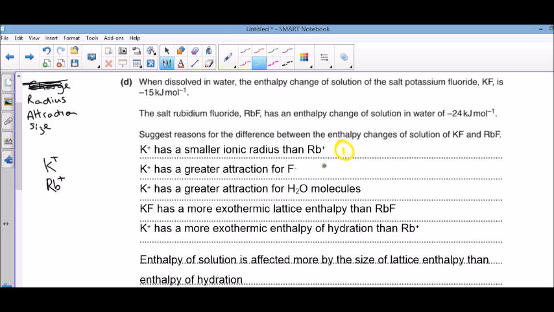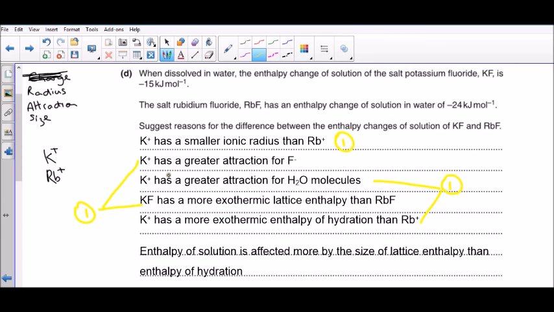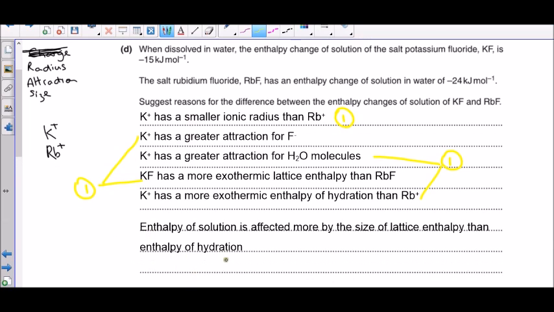So marks, we're going to get 1 mark for this statement. We're going to get 1 mark for either of these, and we're going to get 1 mark for either of these statements. So you can see I've said it all there, and although not every one of these sentences gets a mark, it's clearly spelling out what I need to say. And then this last one, we're linking together enthalpy of solution with lattice enthalpy and hydration, and you've just got to learn that the solution is affected more by the lattice enthalpy than the enthalpy of hydration.